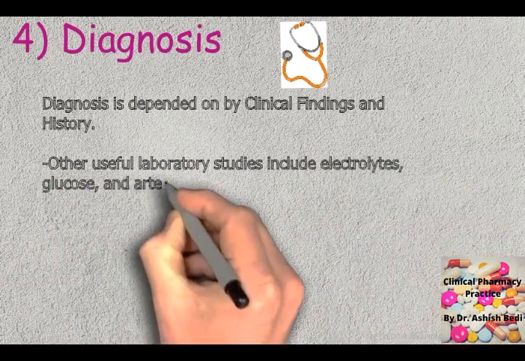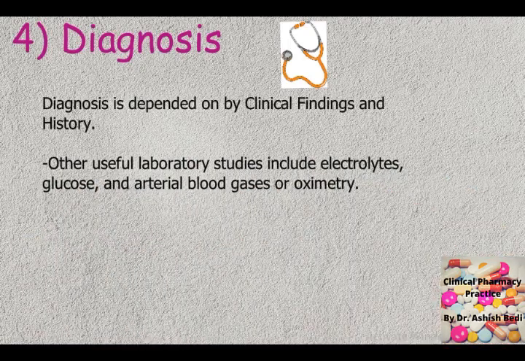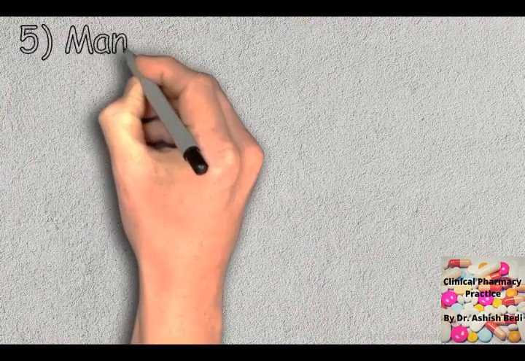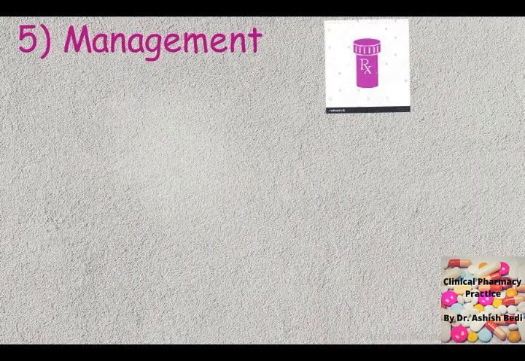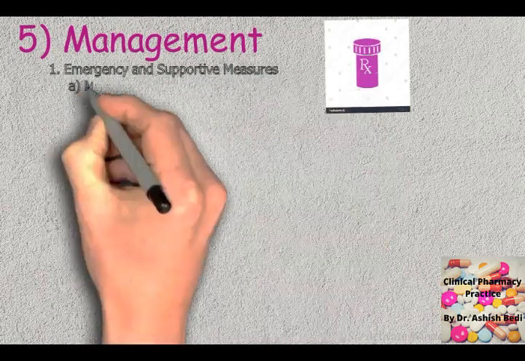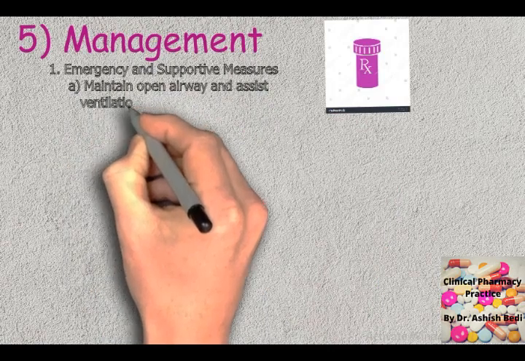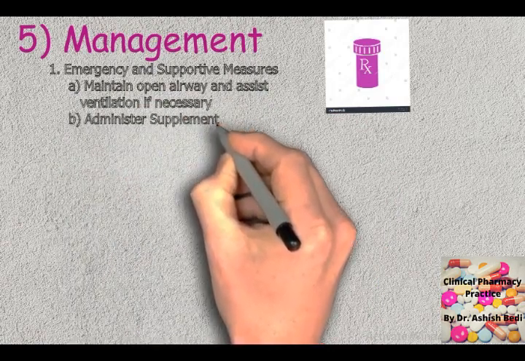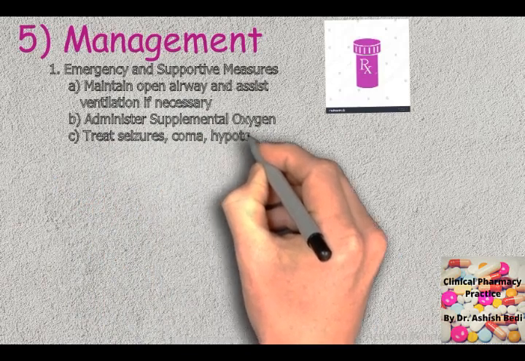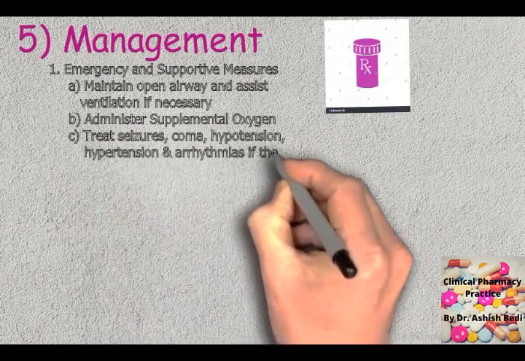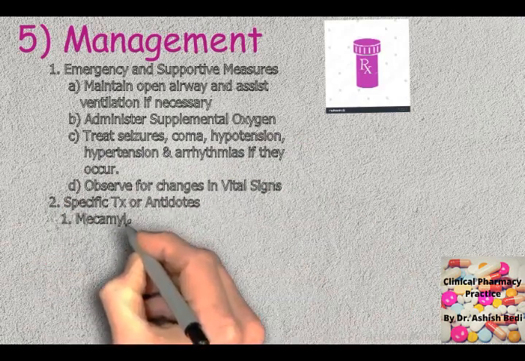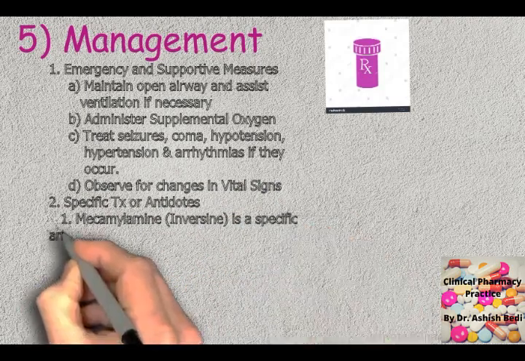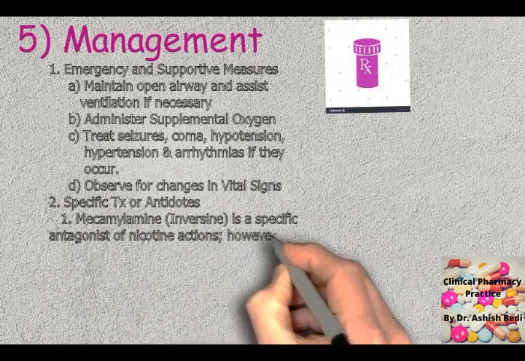Okay. Other laboratory studies we can check are electrolytes, glucose and arterial blood gases or oximetry. I already told you the importance of oximetry. Now coming to the management. Management includes emergency and supportive measures. In that, we have to maintain an open airway and assist ventilation. It is very necessary. And we have to administer supplemental oxygen. We have to treat seizures, coma, hypertension, and arrhythmias if they occur. Anything can occur, hypotension or hypertension, and arrhythmias. We have to observe the changes in the vital signs.